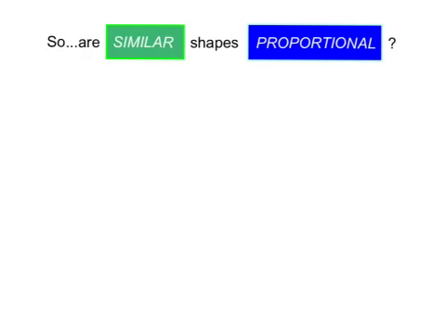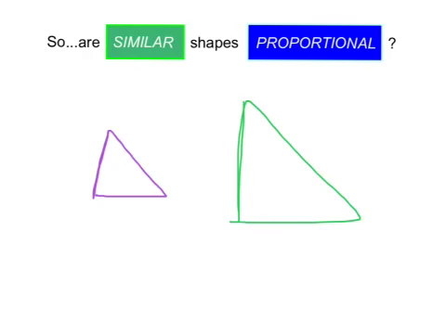Now that we have reviewed our triangles, what do you think about our next question? Are similar shapes proportional? So if we have this triangle, and then we have this bigger triangle, this side is a length of 1, this side is a length of 2. Here we have a side length of 2 and a side length of 4, and a side length of 3 with a side length of 6.